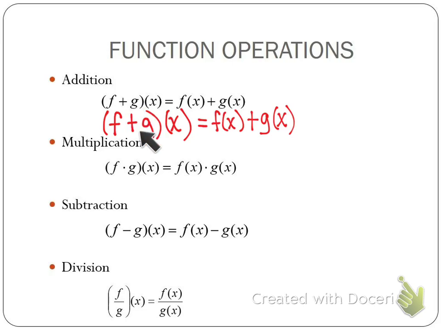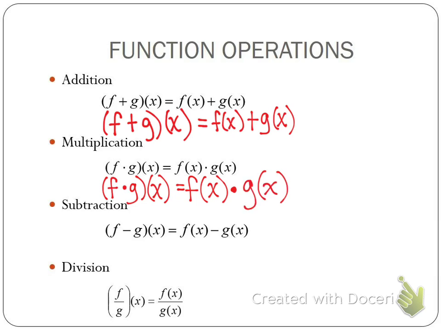So the front part tells us what we're doing. We're adding f and g. The right side shows us how we do that. We take one whole function and add it to another whole function. It's very similar with multiplication and subtraction and division. They just have it written differently. So the left side shows us f times g of x. The right side says that means we're taking f of x and multiplying it by g of x.